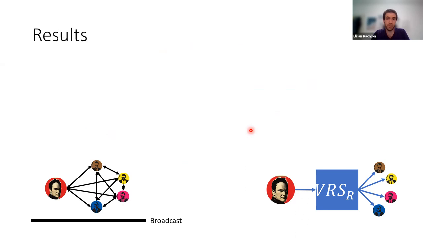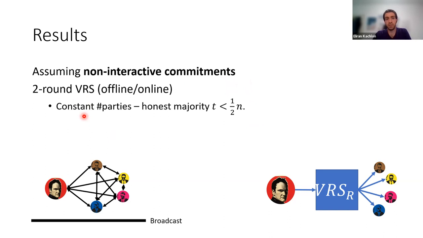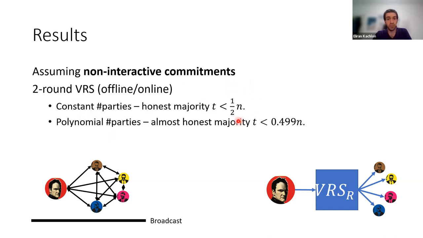And we show that we can get a two-round VRS, and even from a mini-crypt type assumption. So those are essentially the same results as for MVZK. So we assume non-interactive commitments, just like before, and we obtain a two-round VRS protocol. So that if the number of parties is constant, we obtain an optimal resiliency. And otherwise, we obtain almost optimal resiliency. Okay, so those are the results regarding VRS.